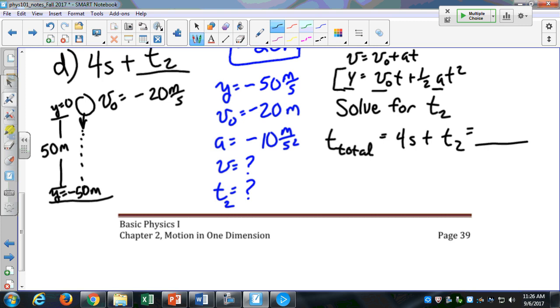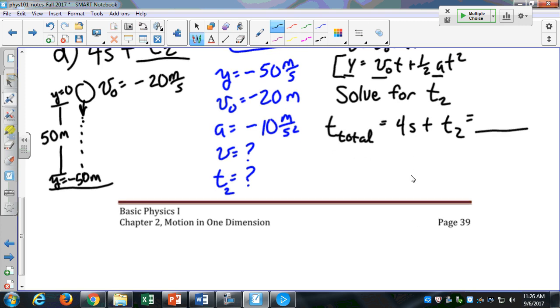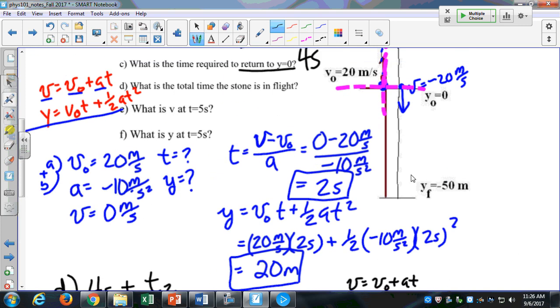All right, let's go back to the Big Buck Bunny one. Oh, actually here. So if you want to know V at 5 seconds or T at 5 seconds, I'll do it off here to the side.